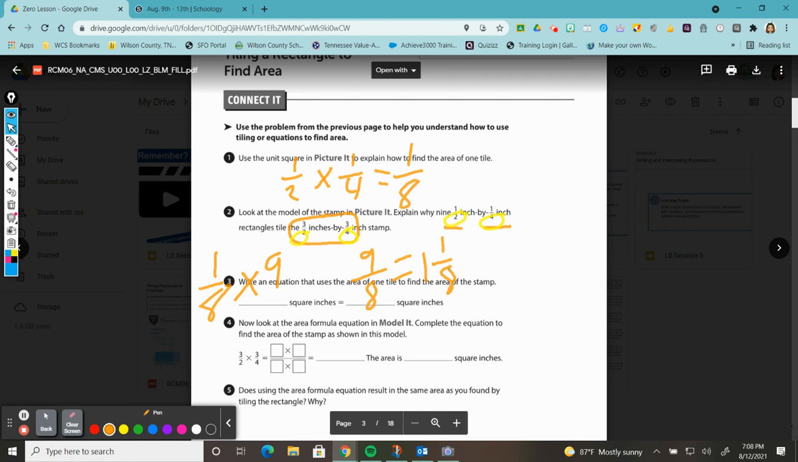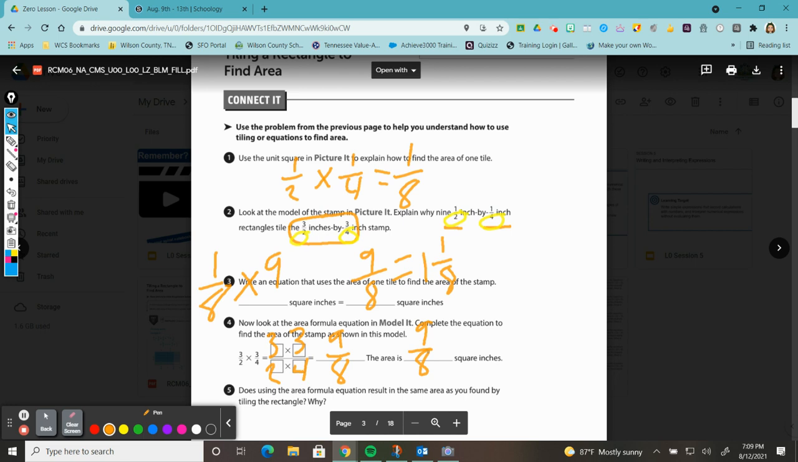Then we get to number 4. This question asks you to look at the area formula. So the area formula says length times width, or side times side. In this case, 3/2 times 3/4. And they want you to focus on the fact that you're going to take the top 2 numbers and multiply them together. And then you're going to take the bottom 2 numbers and multiply those together. When you do that, you should get 9/8 again. So the area is 9/8 square inches.